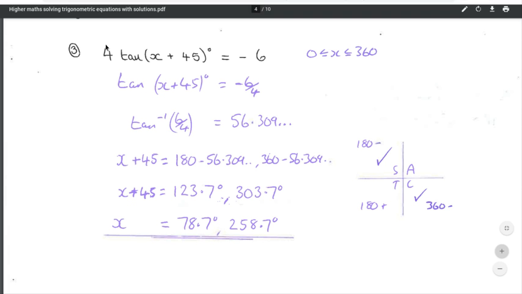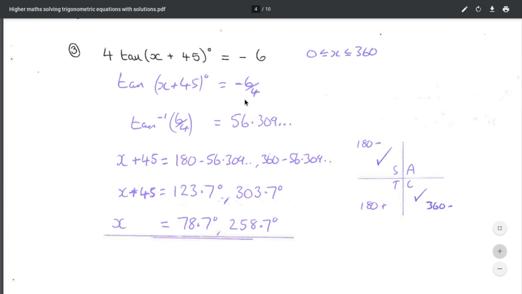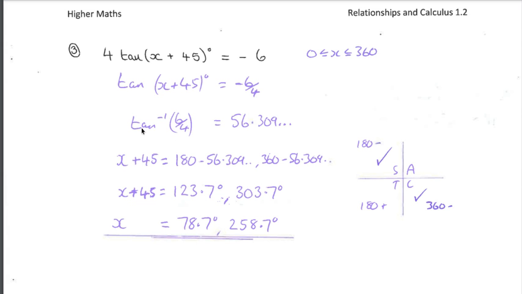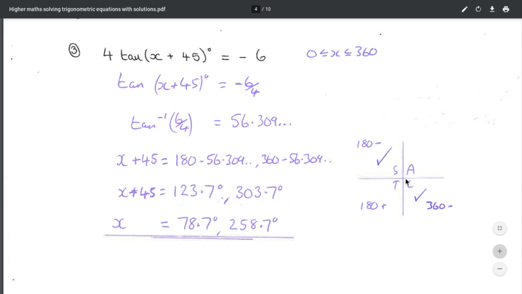So let's go back. How do we go about doing it, guys? We make tan of the bracket the subject, just like we would do at National 5. So we're going to leave that bracket there just now. We'd find the inverse tan of 6/4, or 3/2, or 1.5. Again, we basically ignore the negative sign here because our ASTC diagram will take care of our negative sign. So the related angle would be 56.3 degrees.